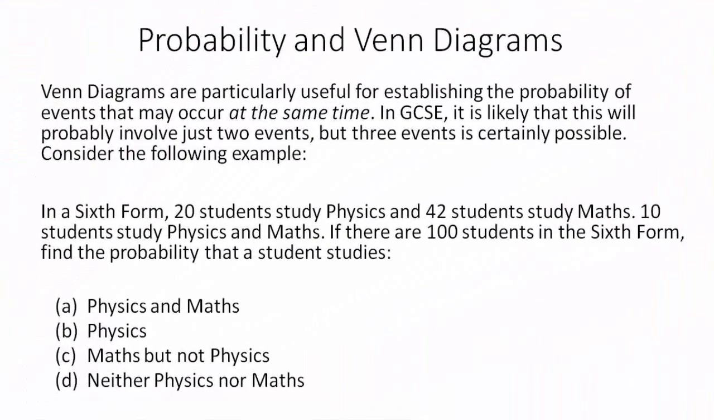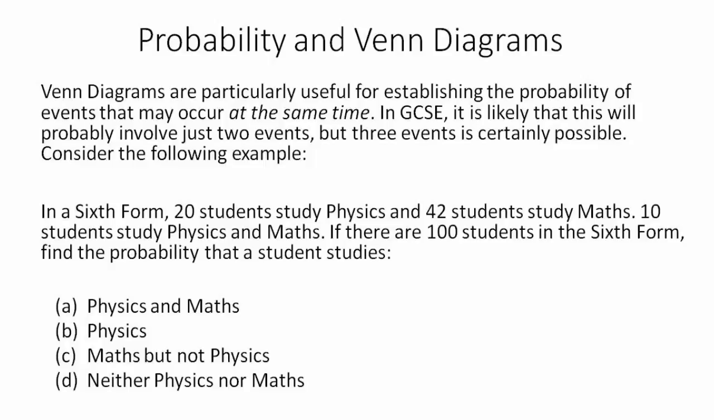Right, why am I showing you all this? What has this got to do with statistics? Well, Venn diagrams are particularly useful for establishing the probability of events that may occur at the same time. In other words, events which aren't mutually exclusive, like the joke Venn diagram I showed you at the start of the presentation.